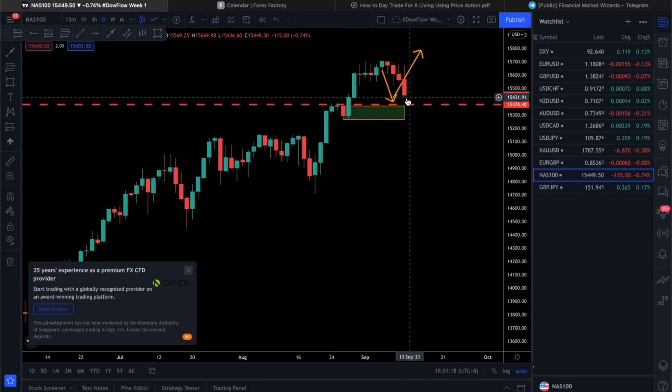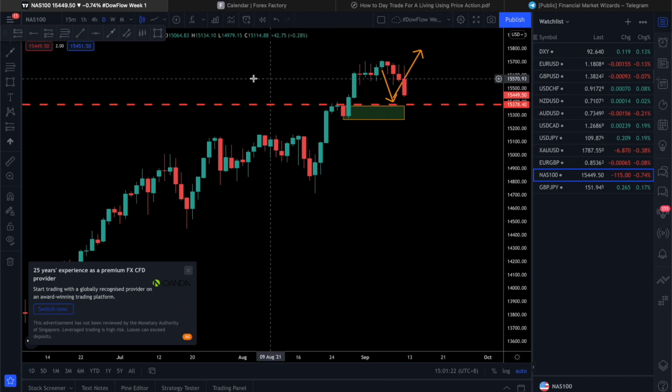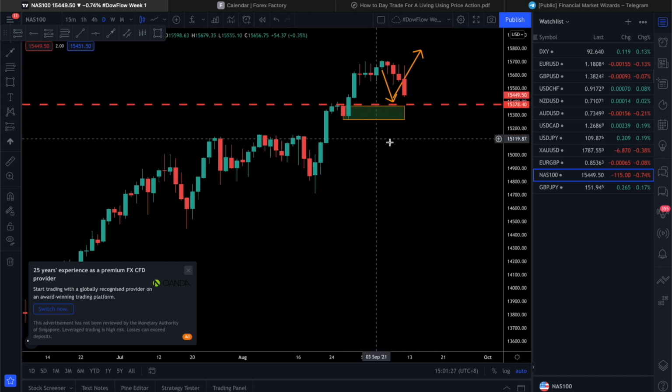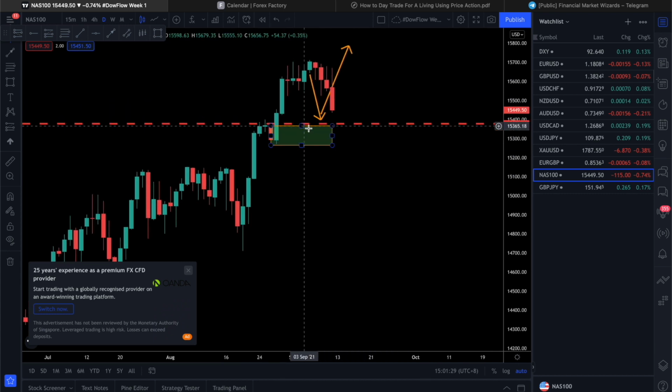We haven't gotten it yet, but I do think that next week price will probably retrace deeper to this level. So the last thing that we need is an entry trigger on this level. Okay, just be very patient. I do believe you'll get it.